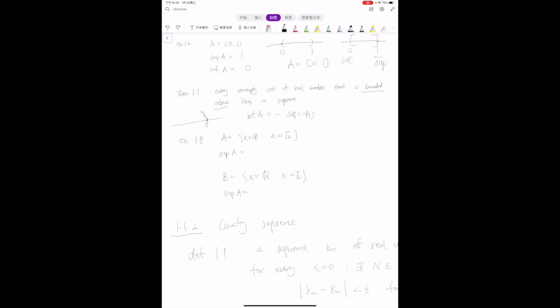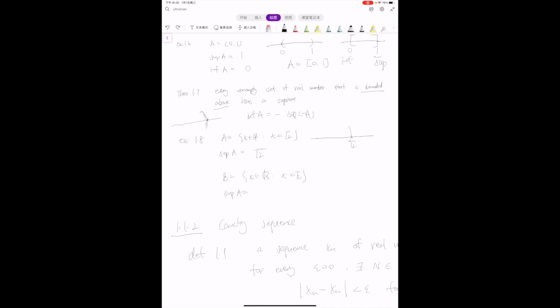Okay, so let's look at this example in here. We have a set A whose elements are x, where x belongs to the real numbers such that x is less than square root of 2. So what is the supremum of it? We can draw a line here, and this is square root of 2. So the supremum is just square root of 2.